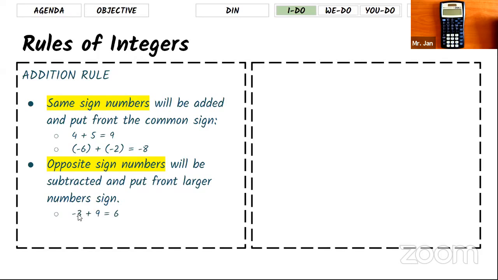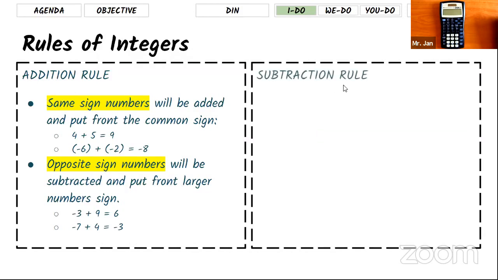So for example, the first number is negative, the second number is positive, 9 is greater than 3, and the sign of the 9 is positive, so that's why my result has to be positive, and you need to subtract them. So 9 minus 3 is 6, and I put the larger number's sign in front, okay? And another example is negative 7 is a negative number, 4 is a positive number, but my larger number is 7 compared to 4, so I'm going to subtract them, 7 minus 4, which is 3, but I will put a negative sign in front of the result. So this is the key point about the addition rule, okay?